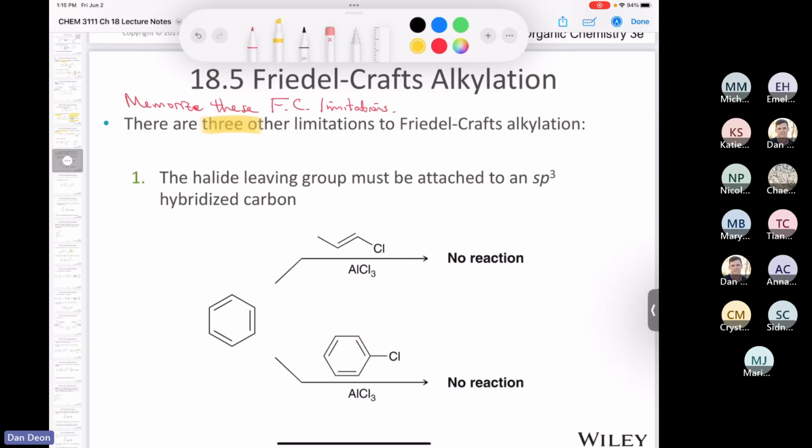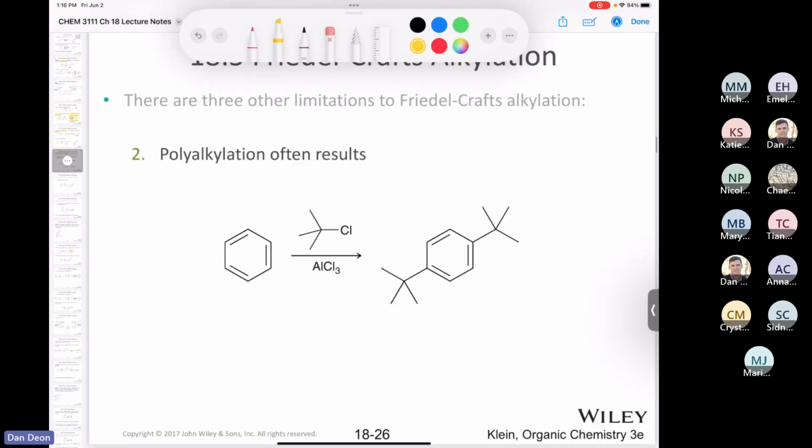Number 1 is that the halogen on the electrophile has to be attached to an sp3 hybridized carbon. If it's on an sp2 carbon, nothing happens. So that's pretty quick to remember. sp2, chloride, bromide, no reaction. It just doesn't work. You get zilch. That's the first one.